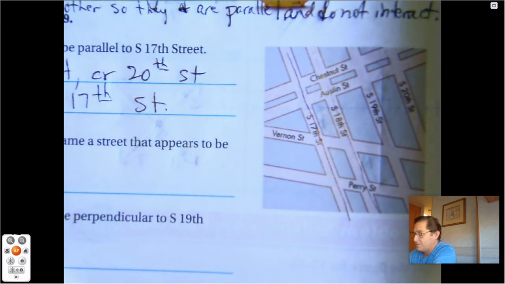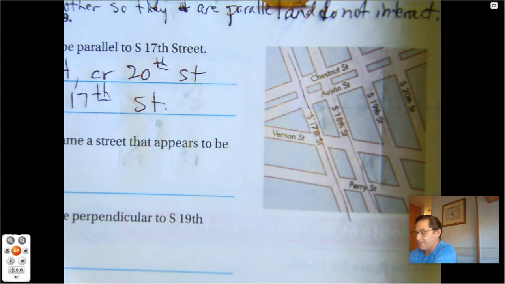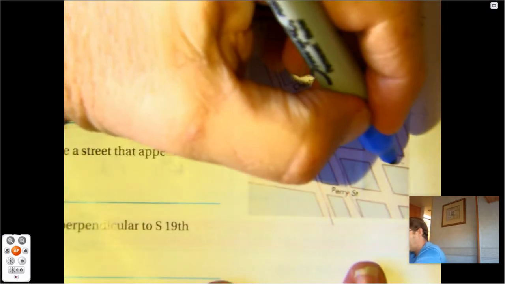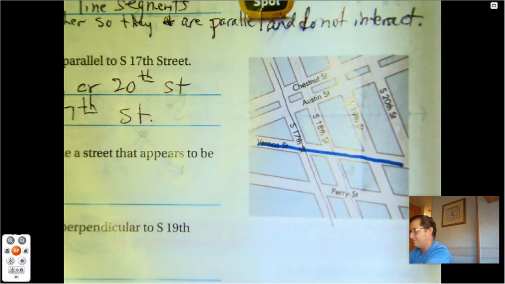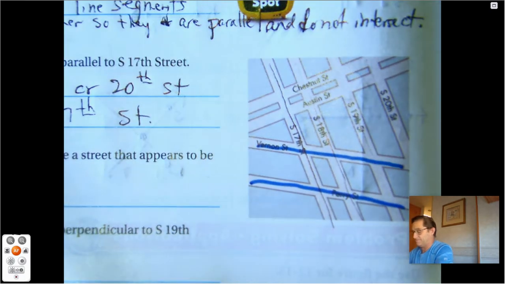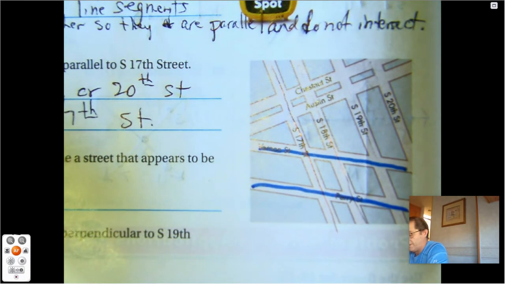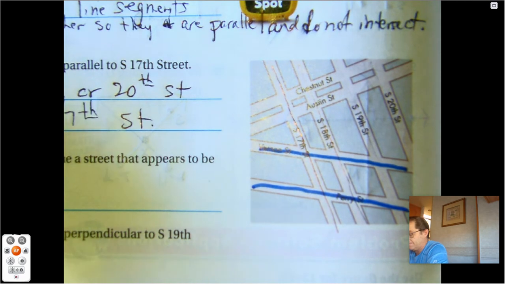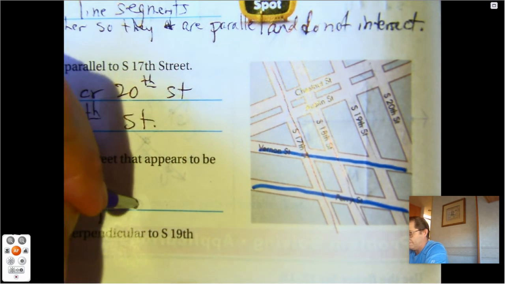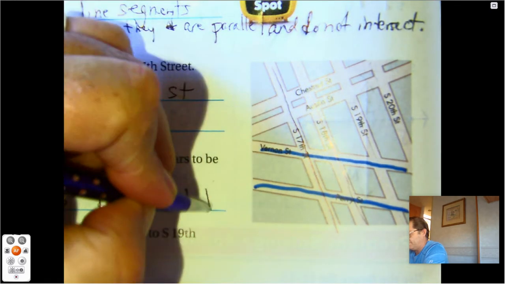Name a street that appears to be parallel to Vernon Street. All right, so Vernon Street's running left to right. So Perry Street runs the same direction. So Perry Street is parallel to Vernon.